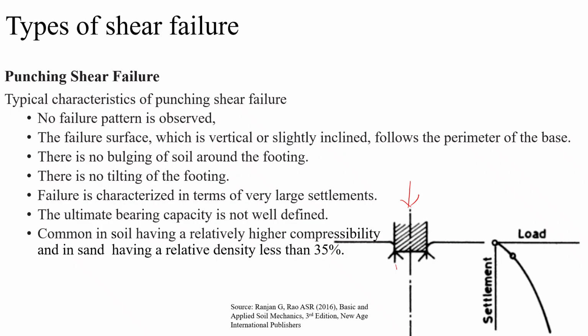The ultimate bearing capacity is not well defined in this case also. You can see the load versus settlement plot. You cannot find a distinct ultimate bearing capacity in this case. So where you can have this punching shear failure: if the soil is having a relatively higher compressibility, which means more compressibility than the case of the one you have observed in local shear failure, and if the soil is sand having a relative density less than 35%, then you may observe punching shear failure.